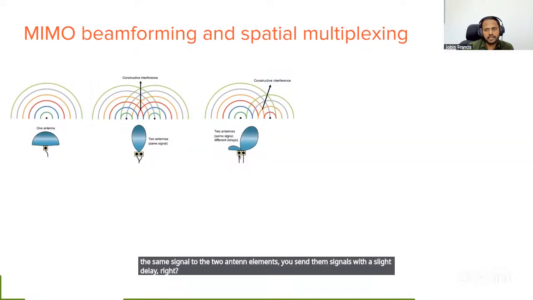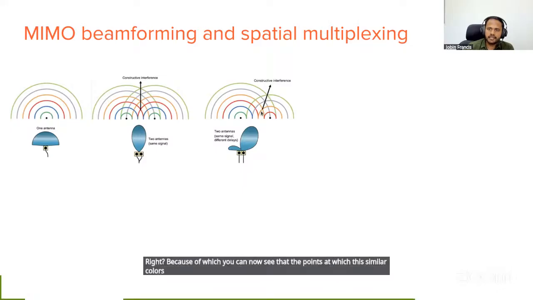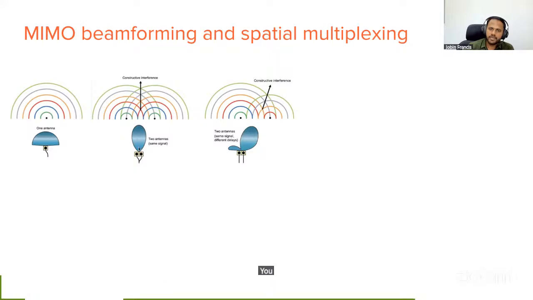So the first antenna is excited with the original signal, but the second antenna is fed a signal that is slightly delayed, right? Because of which you can now see that the points at which similar colors touch are slightly slanted, and therefore the direction in which the constructive interference occurs is also different now, right? So in effect, you manage to steer the beam from the broadside direction to an angle of interest, right?